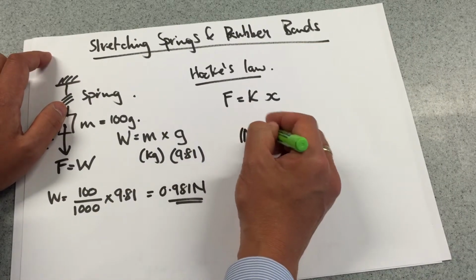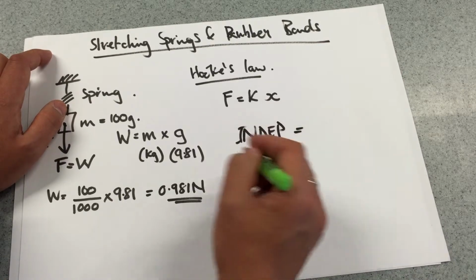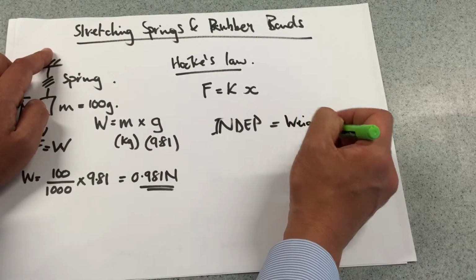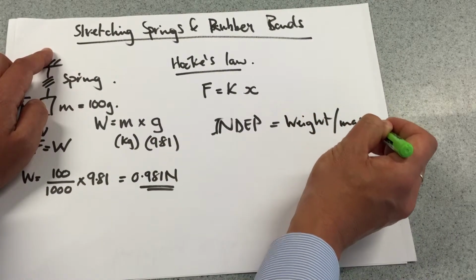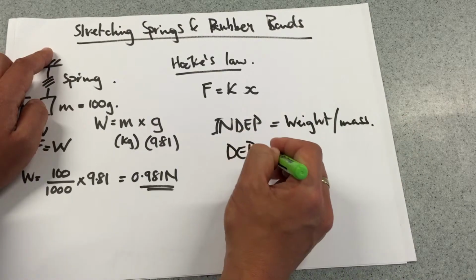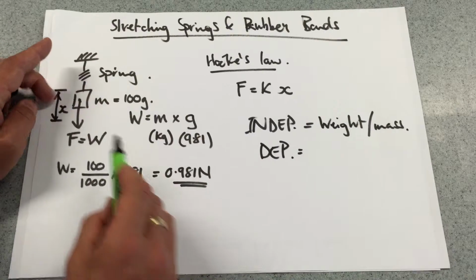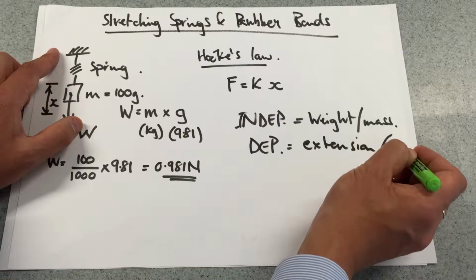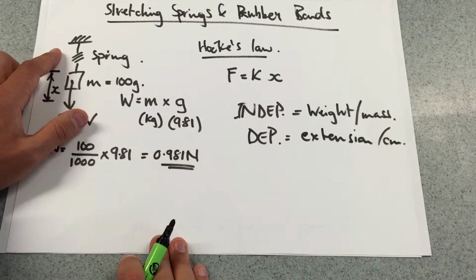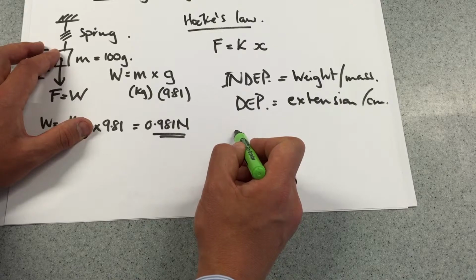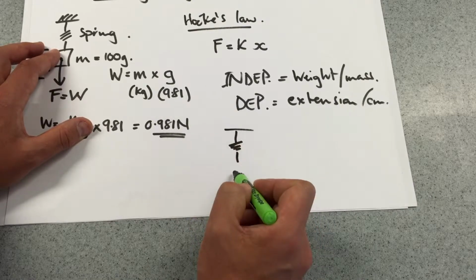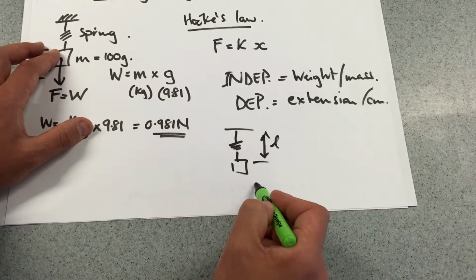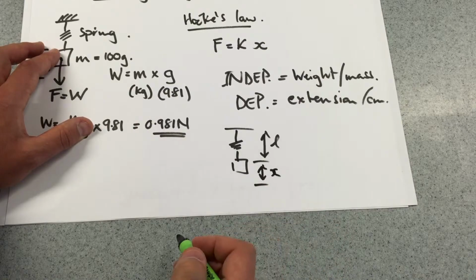So my independent variable that I'll be using, the one I am changing, will be the weight, which in turn is the mass. And my dependent variable, the one that I'm measuring, will be the extension. We'll do that probably in centimeters. However, we have a small problem in that the spring itself has a certain length. And I'm not interested in the length, I'm interested in how far it extends.